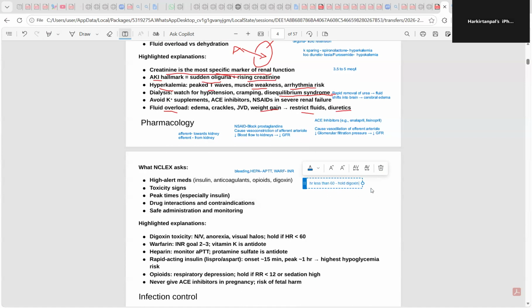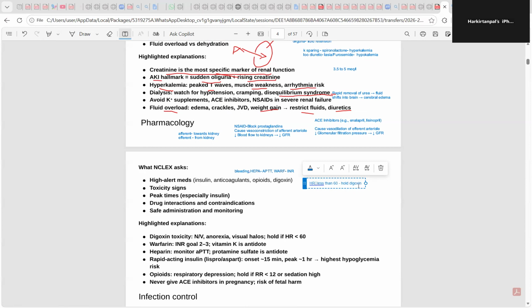The main function of digoxin is to decrease myocardial contractility. So before the administration of digoxin, we should always check the heart rate. I will write it in capital letters. If the heart rate is less than 60, we should not administer digoxin. We need to hold it.